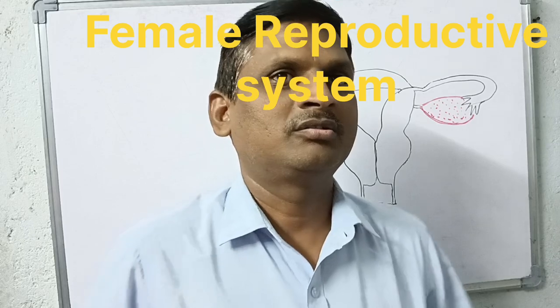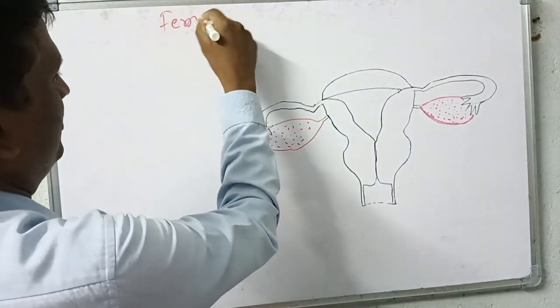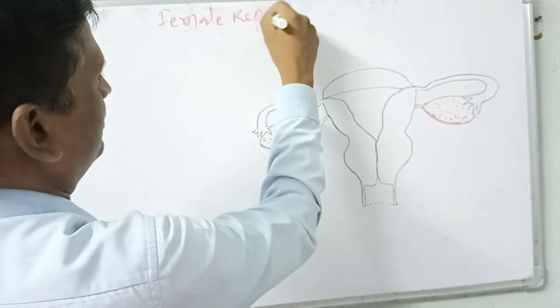Hi, welcome back to Biotech. Then we are going to see another important topic from the 8th class biology, female reproductive system.